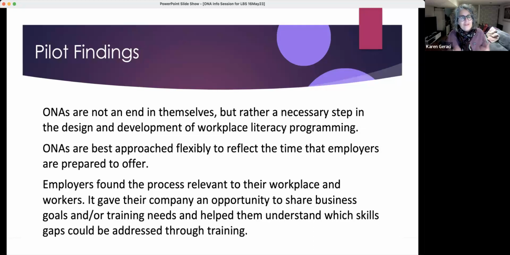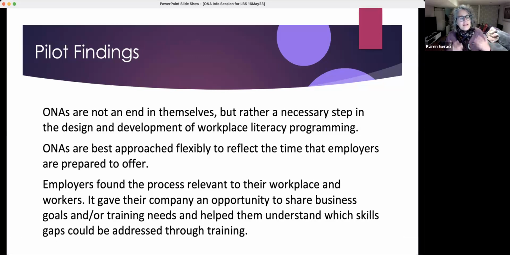And so one of the things we found was in trying to get the word out there about being able to conduct organizational needs assessments, in some ways it divorced ONAs from what they really are supposed to be about, which is a means to being able to address training needs, right? Actually address those needs, either through workplace literacy or through referrals to LBS programs or other programming. So that was certainly something that we were reminded of.